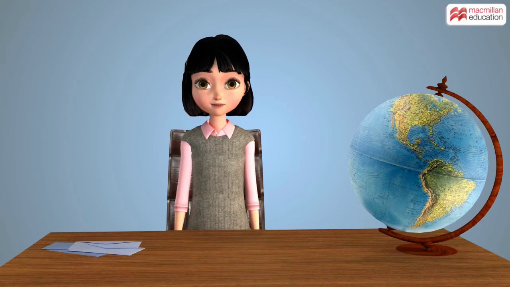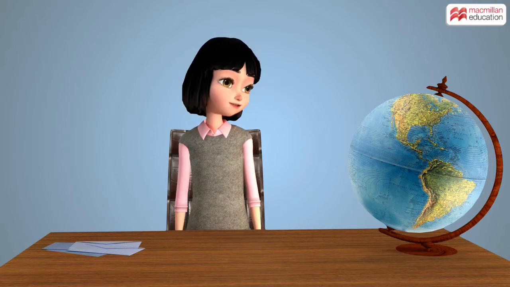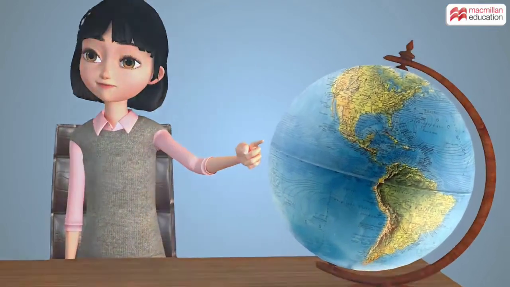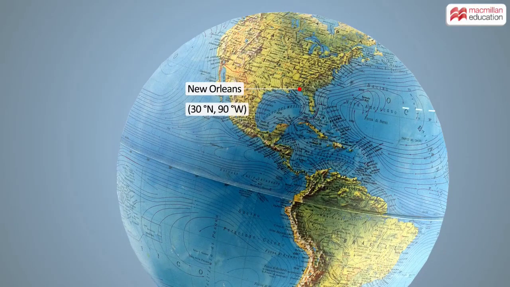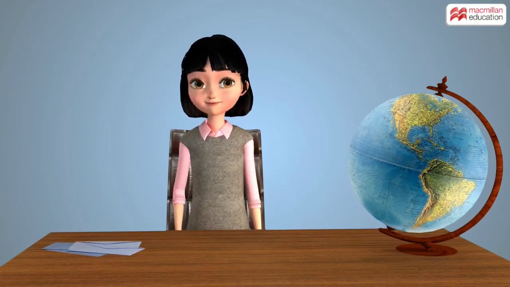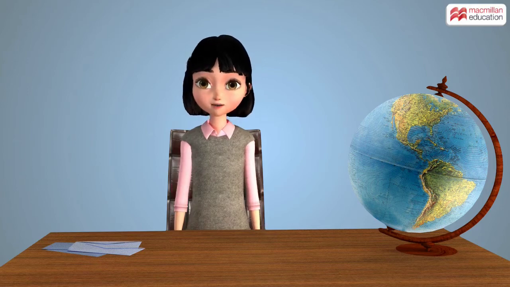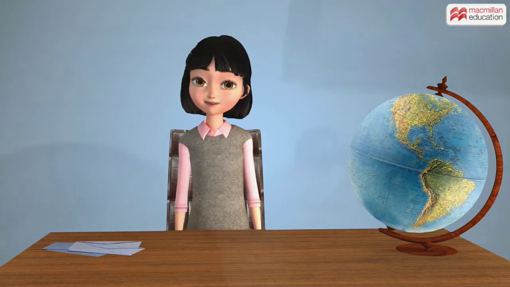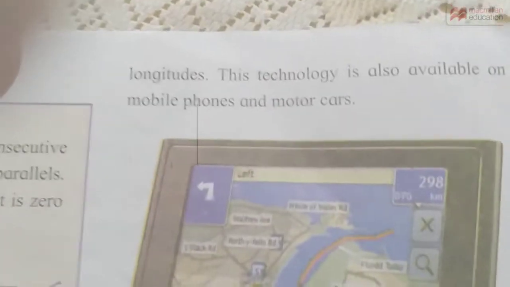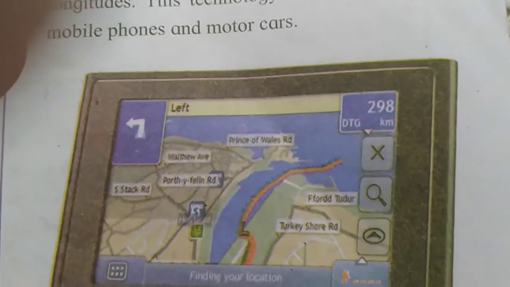So, for locating a place on Earth, you need to read the degrees of latitude and longitude. For example, the city of New Orleans is located at 30 degrees north and 90 degrees west. Remember one thing. Although a few lines of latitudes and longitudes are shown on the globes and maps, their number is infinite. So, a city can fall in any one of these crossings. This technology is also available on mobile phones and motor cars.